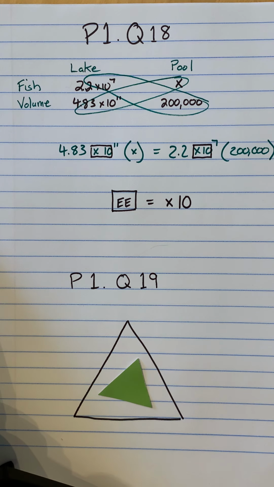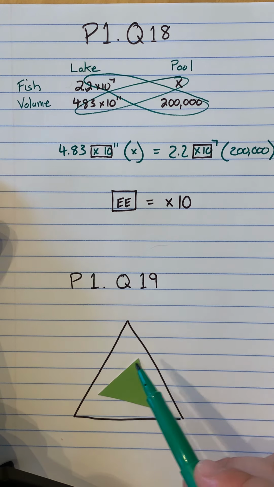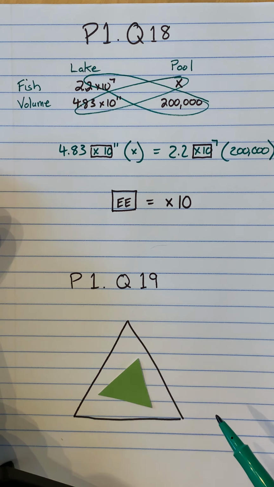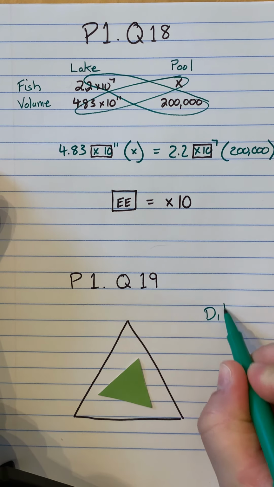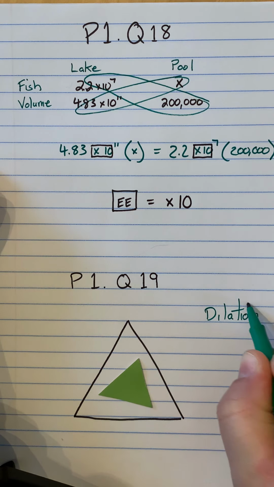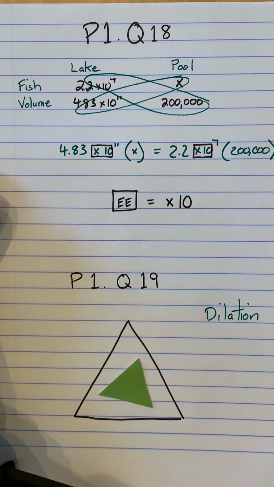Or from the large shape to the small shape, either way. Now, one thing that you guys were really good at this year is knowing that any time something changes size, we're dealing with a dilation. So there are 4 answers. Any of the answers that don't include dilation, we can easily eliminate.